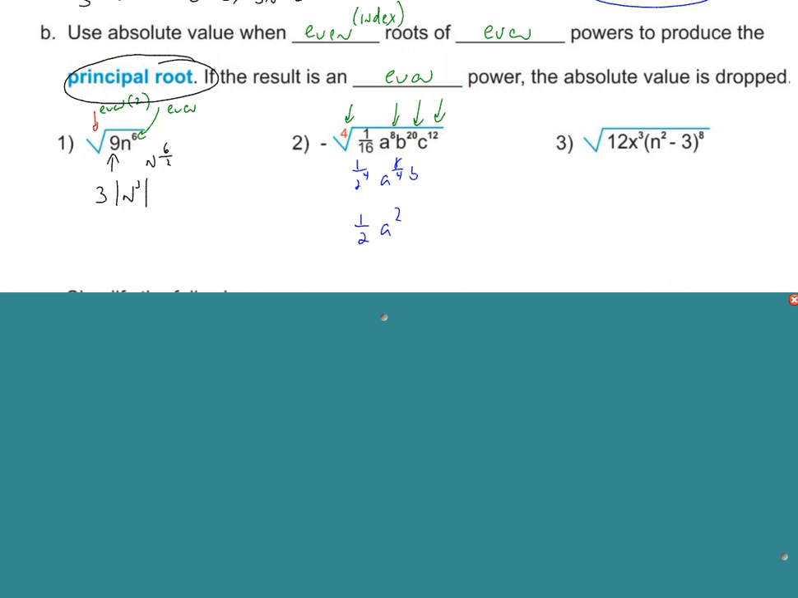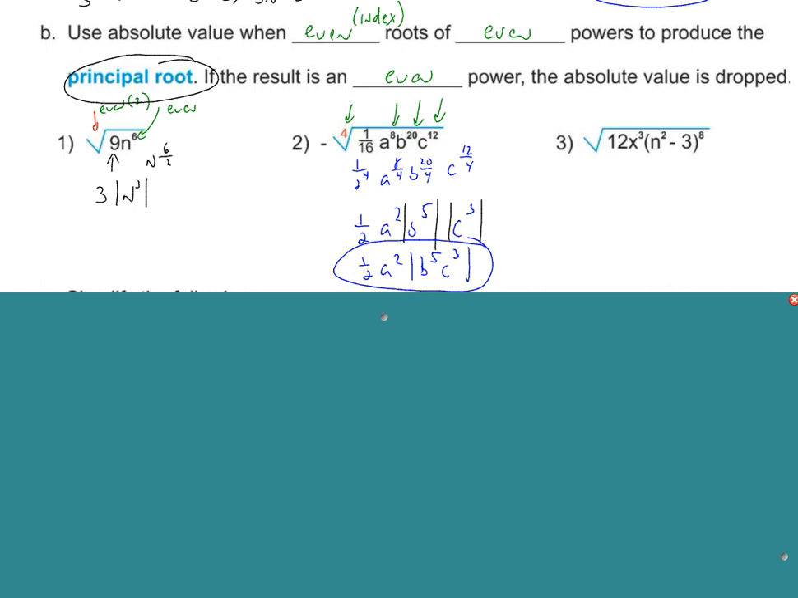Okay, with my b's, 20 divided by 4 is 5. Oh, that's an odd power. I need absolute value. And c ends up 12 divided by 4. That's c cubed. And I need absolute value there as well. So technically you would write this as 1/2 a squared, absolute value of b to the 5th c cubed. Just stick both of them in the same absolute value. And that's the principal root answer. So what's the condition? Even root, even index, with an even power of the variable, and the result is an odd power, you need the absolute value. If it's an even power, you drop it.